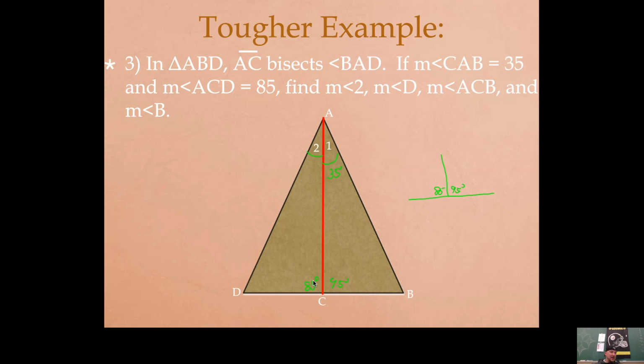Okay. Also, this angle is an exterior angle for these two remote interiors. So if that's 35, I know this angle has to be 50 because 35 and 50 add up to that 85. Okay. Also, angle 2 is congruent to angle 1, so that angle is 35. Notice here that this 95-degree angle is an exterior angle for these two remote interior angles here. So I know if that's 95 and that's 35, this has to be 60 because 60 plus 35 gives me 95.